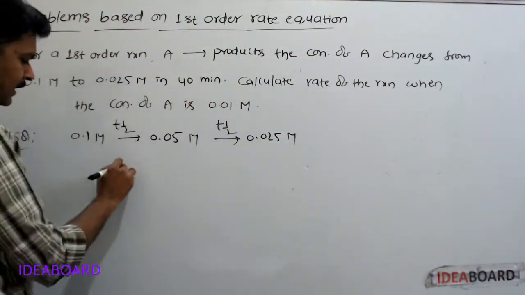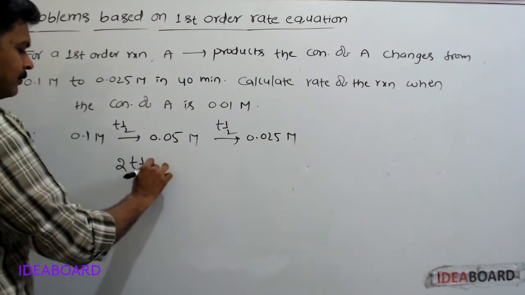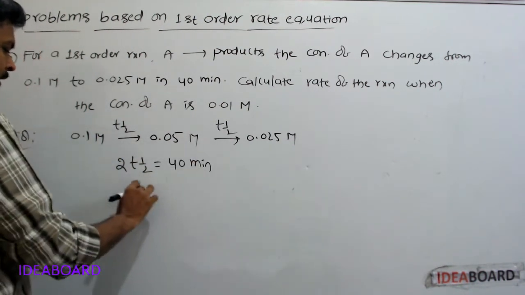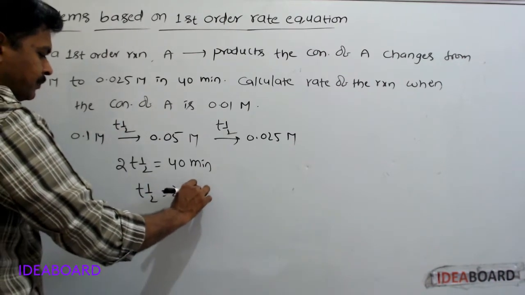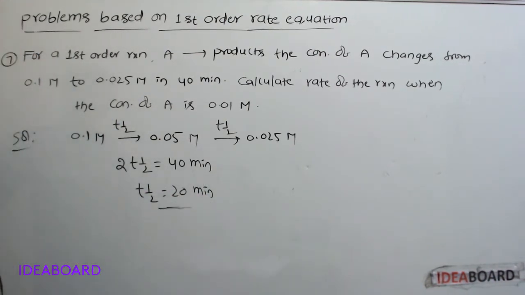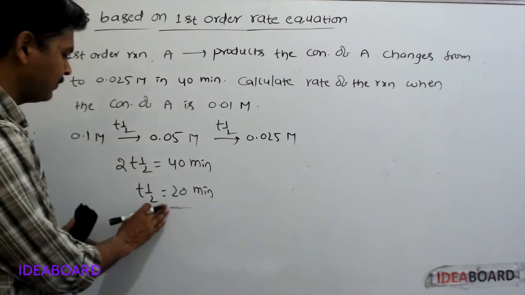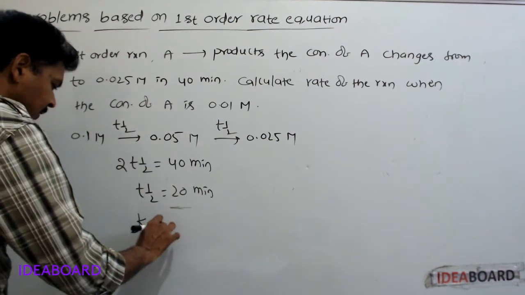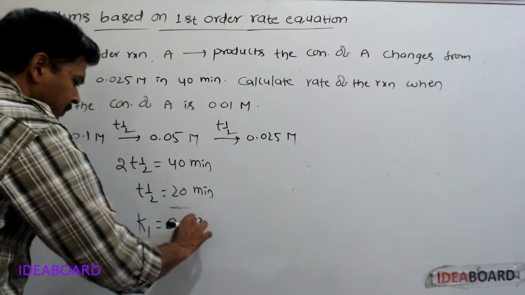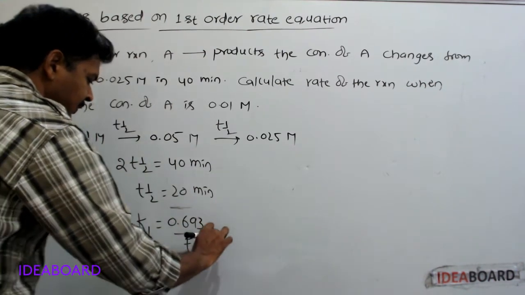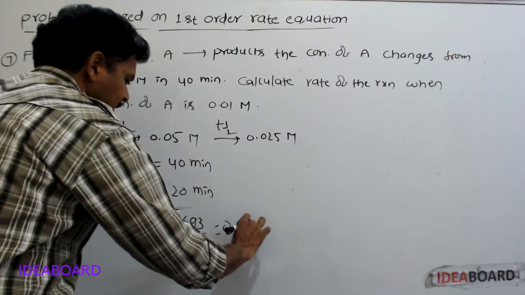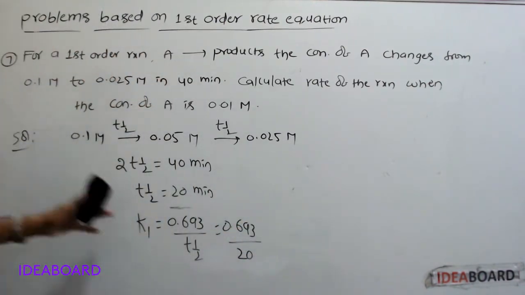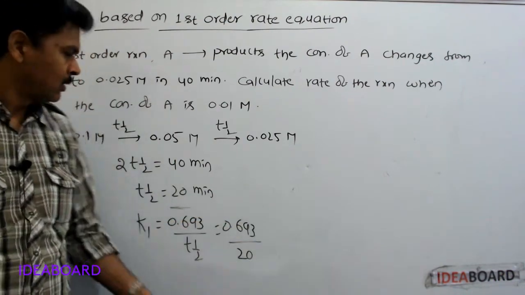Means 2 half lifetimes are there here. 2 T half is equal to 40 minutes. Then T half is equal to 20 minutes. For the given reaction, half lifetime is 20 minutes. For first order reaction, we know this formula: K1 is equal to 0.693 by T half. 0.693 divided by T half, which is 20 minutes. K1 is 0.693 by 20.